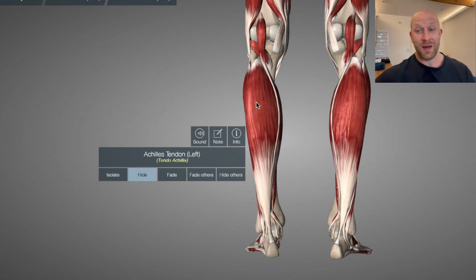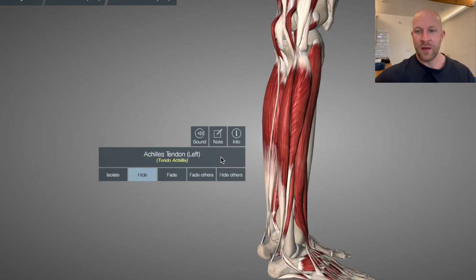Soleus, not to be forgotten about, is bigger than a lot of people think, but it sits deep to gastrocnemius, so it can be forgotten about. It doesn't cross the knee, so it doesn't act on the knee. It doesn't flex it, it just plantar flexes the ankle. So if we want to really isolate soleus, we flex the knee, taking gastrocnemius out of the movement so we can focus on that muscle, either in treatment or assessment.